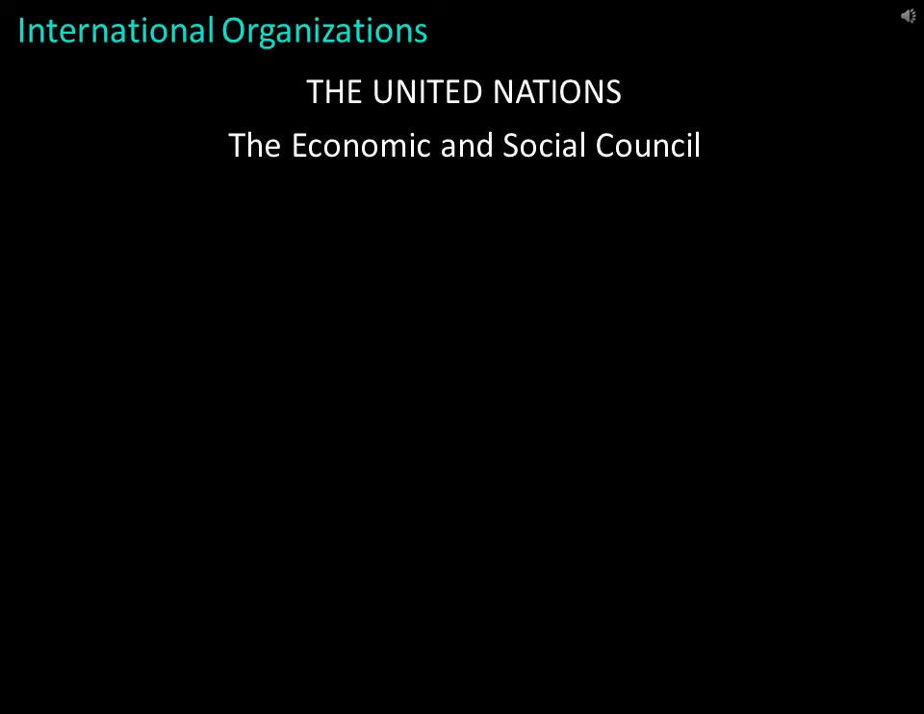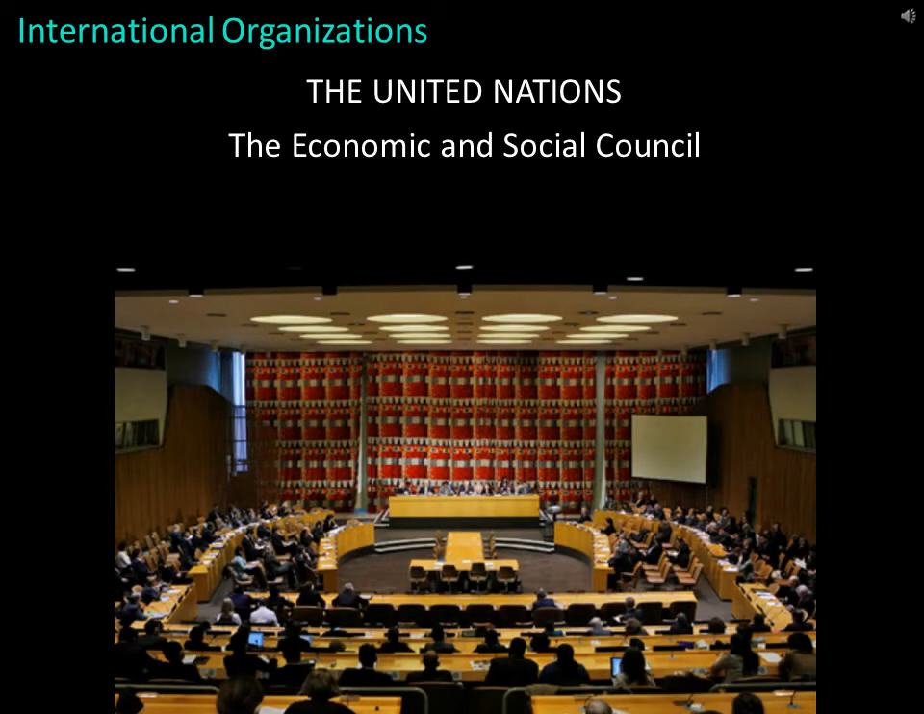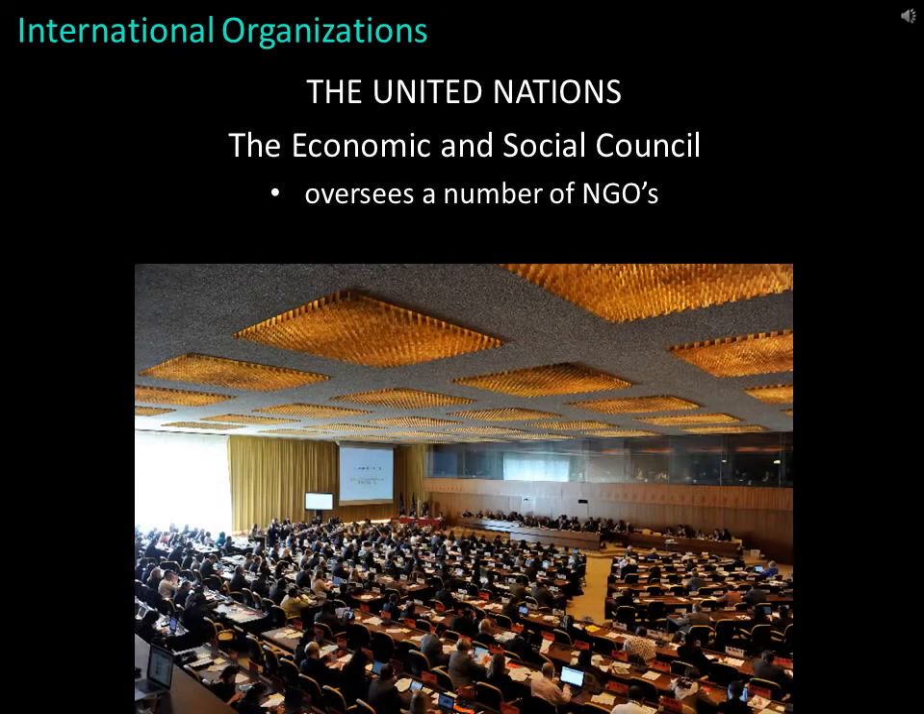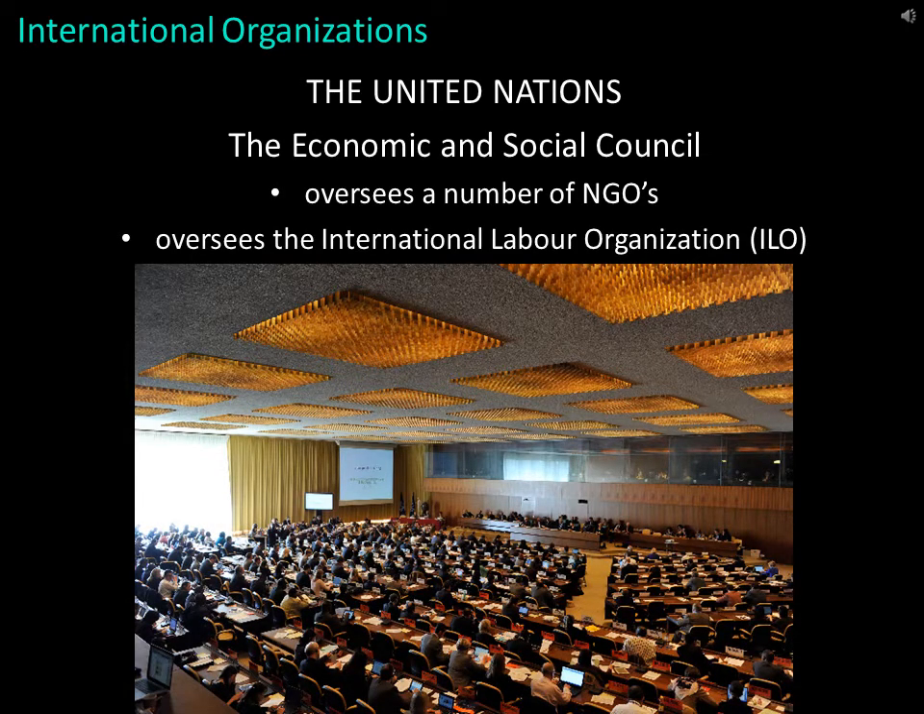The Economic and Social Council. The Economic and Social Council has been increasing in importance as the focus of the UN shifts toward economic, human rights, and social issues. It is responsible for coordinating the economic and social work of the United Nations, as well as overseeing a number of NGOs that report to the UN, such as UNICEF. It also oversees the International Labour Organization, or ILO. There are 54 seats on the Economic and Social Council, which are allocated geographically.